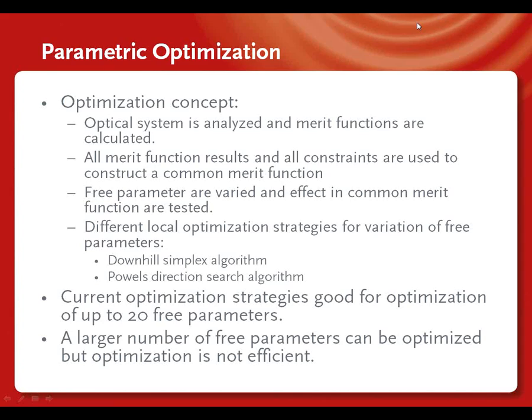These 2 optimization algorithms are good for the optimization, let's say, of up to 23 parameters. Sure, it can be used also for 30 or 40 free parameters, so there's not a limit in VirtualLab. But the larger the number of free parameters, the more inefficient are the optimization algorithms. That means we just need more and more iterations to find the best solution.